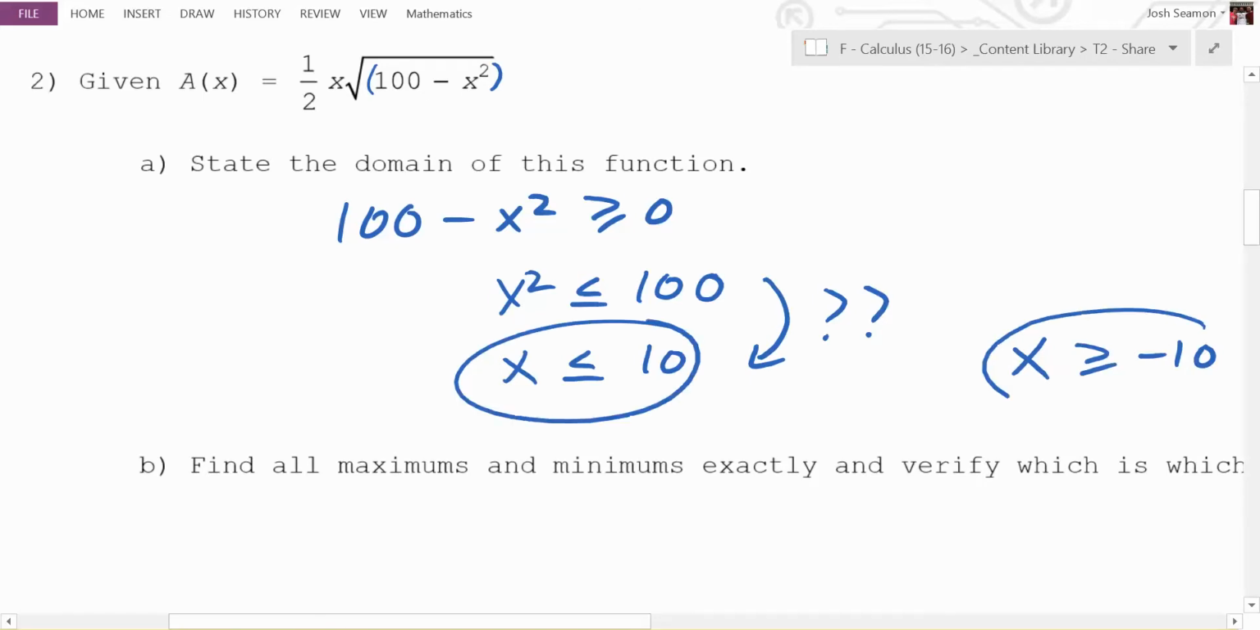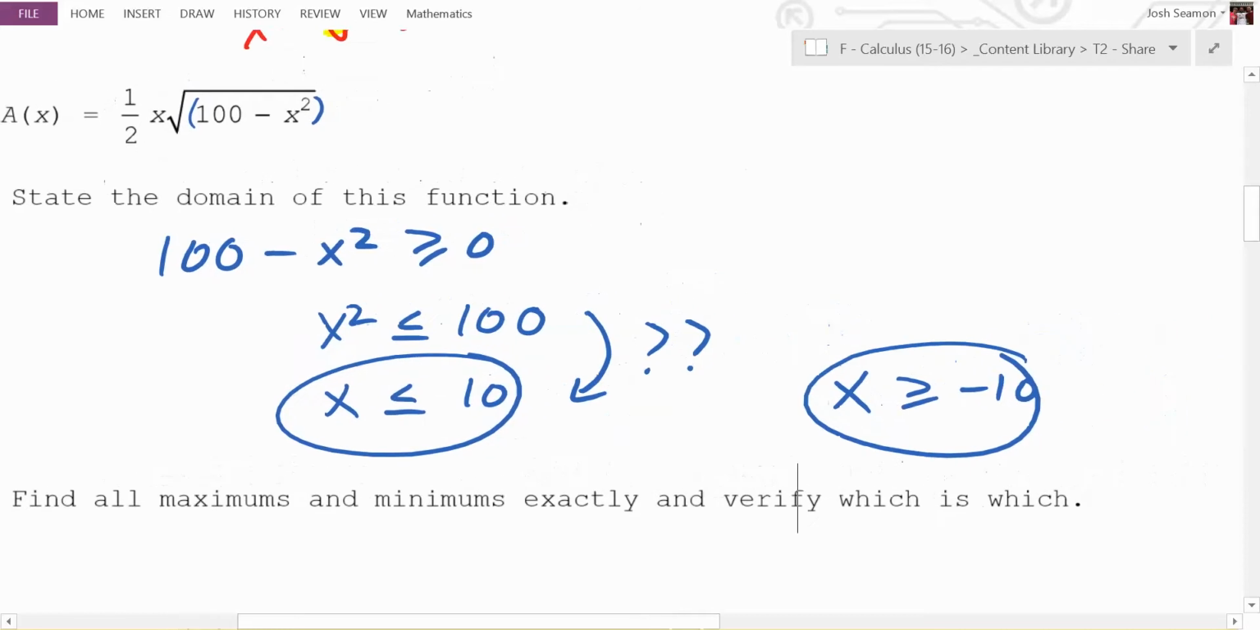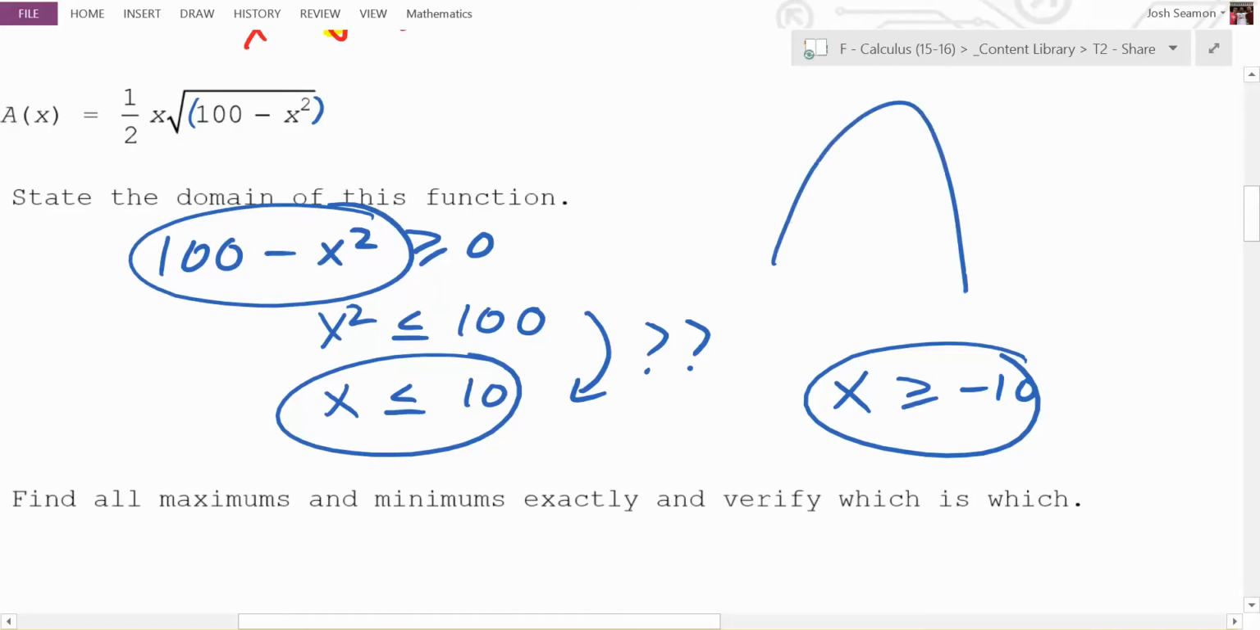So it's this right here. It should make sense because what does this look like, everybody? That's a parabola. Is that parabola facing up or down? It is facing down. And where does it cross? It crosses at negative 10 and what? Positive 10, exactly. So we want 100 minus x squared to be greater than or equal to 0. So where is it greater than or equal to 0?